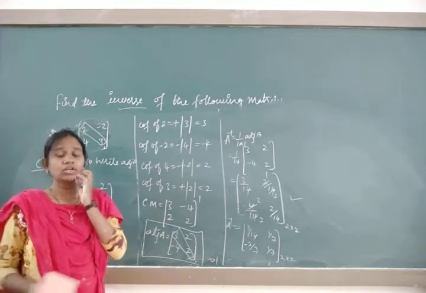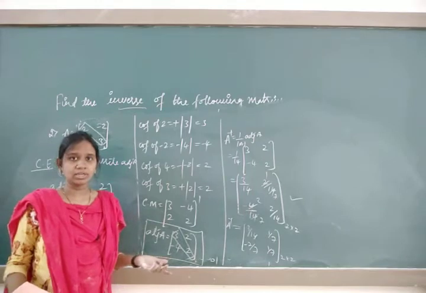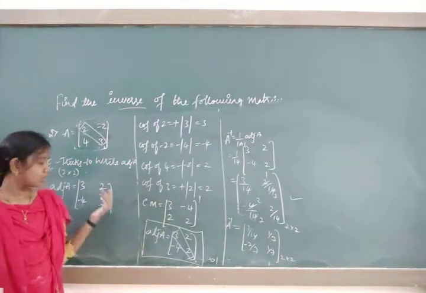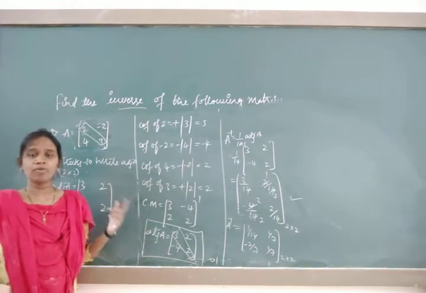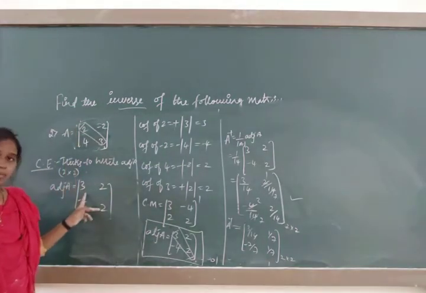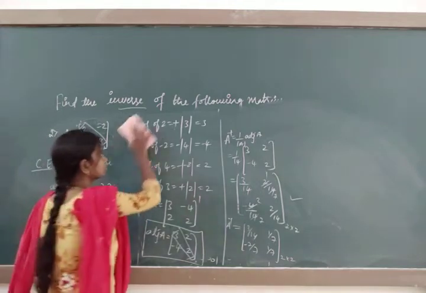For your competitive examination, if you are facing 1 mark questions or 4 mark questions based on JEE or CET, by using the tricks you can solve the problem within 1 minute. How to do it? Interchange the primary diagonal and change the signs of the secondary diagonal. Take one more.